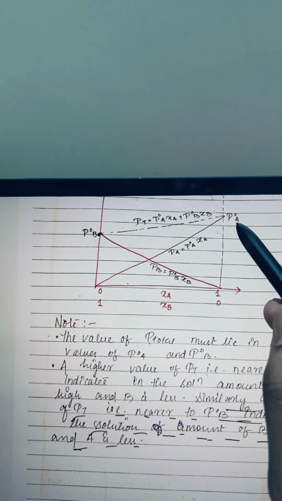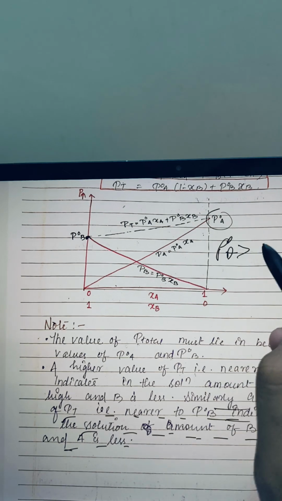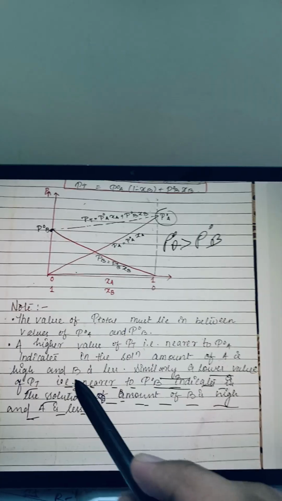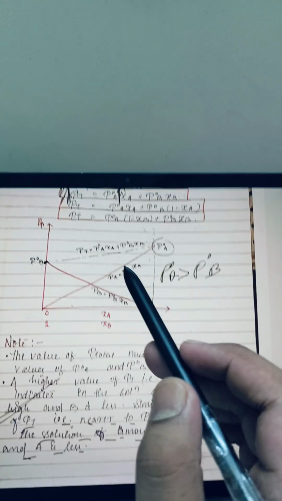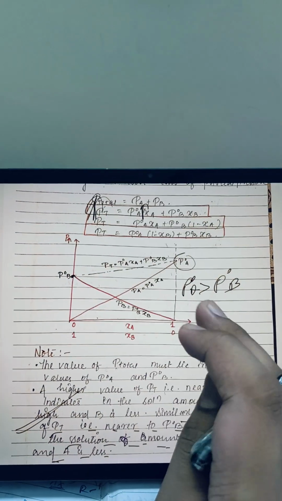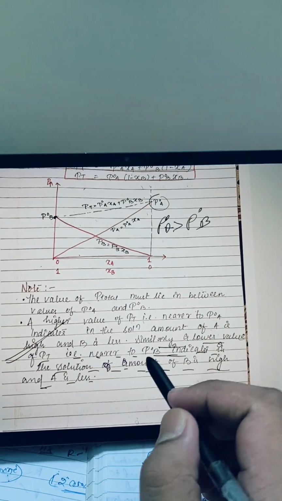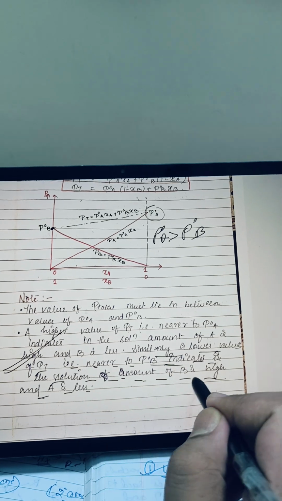One more thing is why the graph is only like this: you will see that the PA naught value is higher than the PB naught value. That's why the graph is like this. Now, if you move this point downward and nearer to PB naught, the lower value of PT indicates the solution amount of B is high.